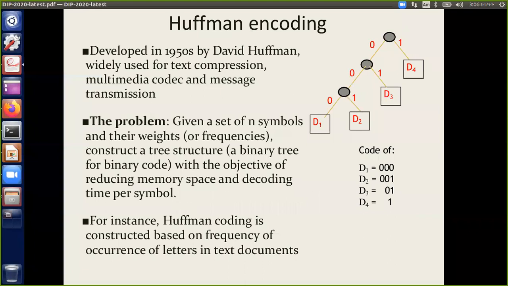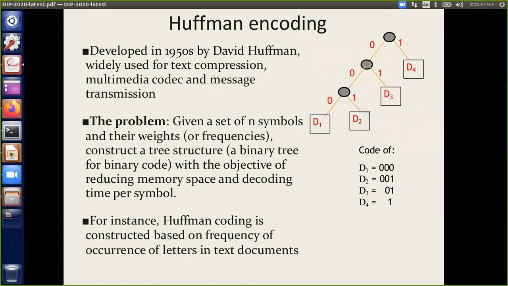If you see Huffman coding, the name is given by the creator of the Huffman algorithm, David Huffman. It was created many years back, and it is nowadays widely used for textual compression, like zip software and RAR software are using it. Even multimedia codecs are using Huffman coding. Whenever we transmit a message over the fax machine, they are also using Huffman coding.